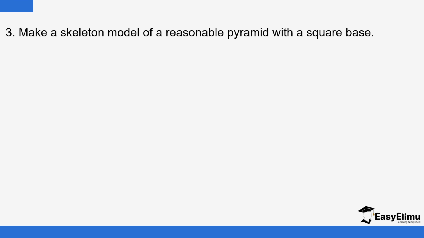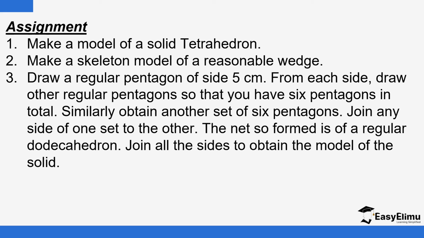So you change this to a prism with a square cross-sectional area. So the cross-section is a square. You can attempt that together with the assignments as soon as possible.